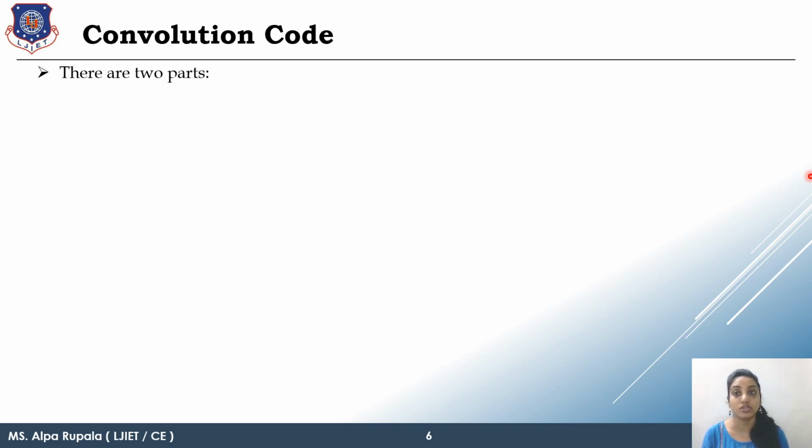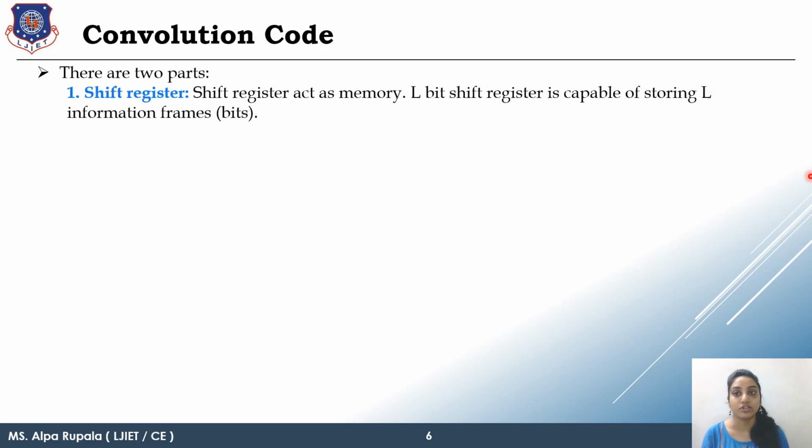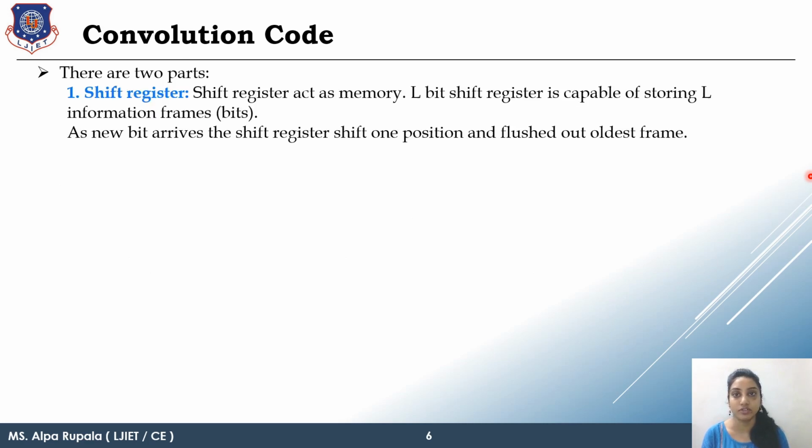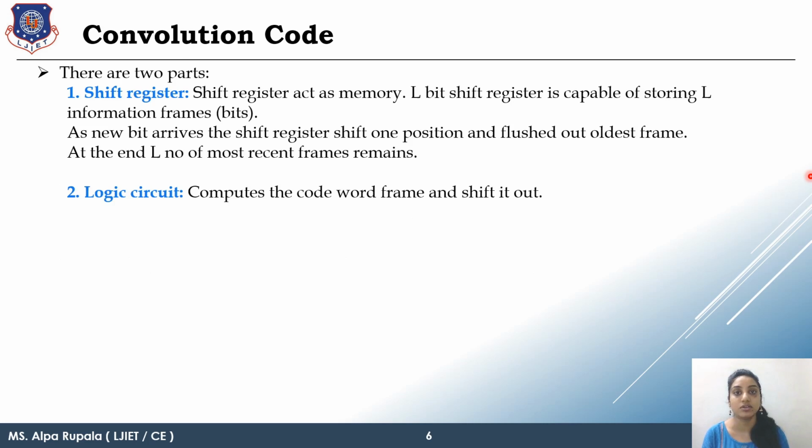Convolution code uses two parts. First one is the shift register, and second one is the logic circuit. Now, what is a shift register? Basically, the information frames will be of a specified number of bits. Suppose let us take it as L number of bits. So we are dividing our data into a predefined specific number of bits. Suppose here it is L number of bits.